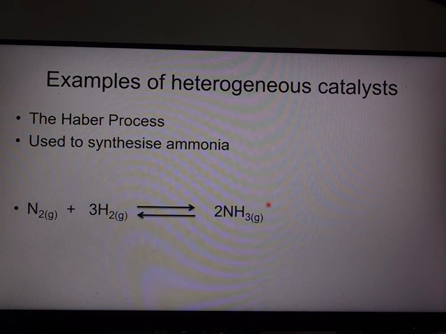So first, the Haber process. As you can remember if you've done triple award, it's the name given for the process to make ammonia. Ammonia is very, very useful because you can make nitric acid from it, and from nitric acid you can make fertilizers, and that's very useful for growing healthy crops. So ammonia is made from the reaction between nitrogen and hydrogen, and in this case the catalyst is iron.